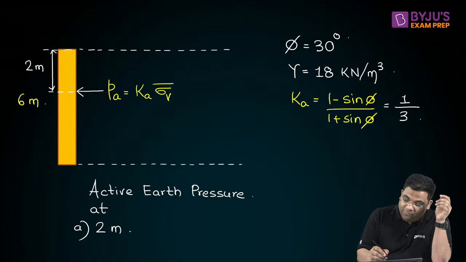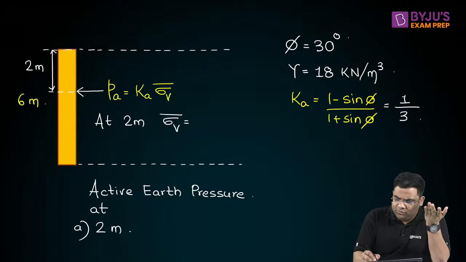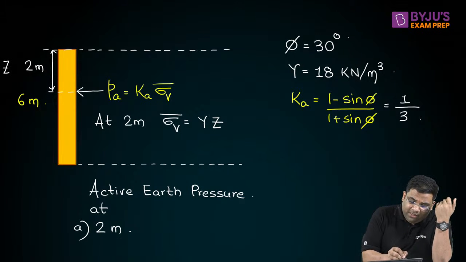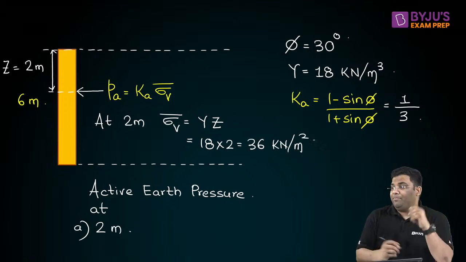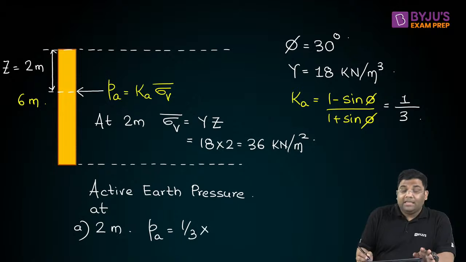Now at 2 meter, what will be the vertical stress? That is very easy. It is the vertical effective stress, so gamma into Z, where Z is equal to 2 meters. So the vertical stress will be 18 into 2, that is 36 kilonewton per meter square. Now if I want to find out the active earth pressure at this depth, it is simply Ka into the vertical stress, that is 36, giving me how much?